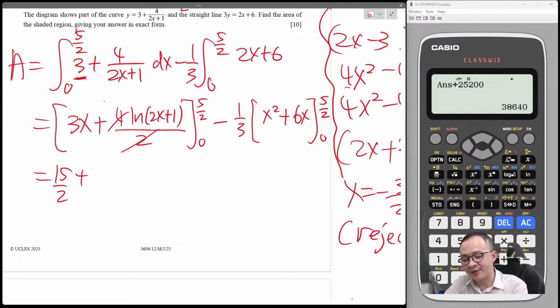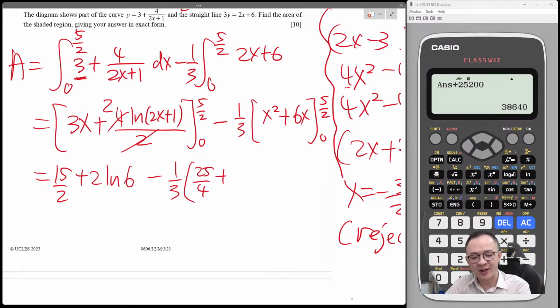Plus this one I cancel, is 2 ln. This one, 5 over 2, will give me ln 6. Minus 1 over 3. I sub in this one, I should get 25 over 4 plus 6, 3, 15.